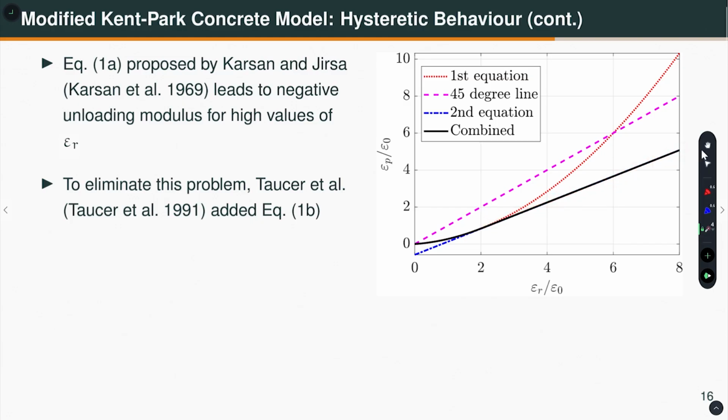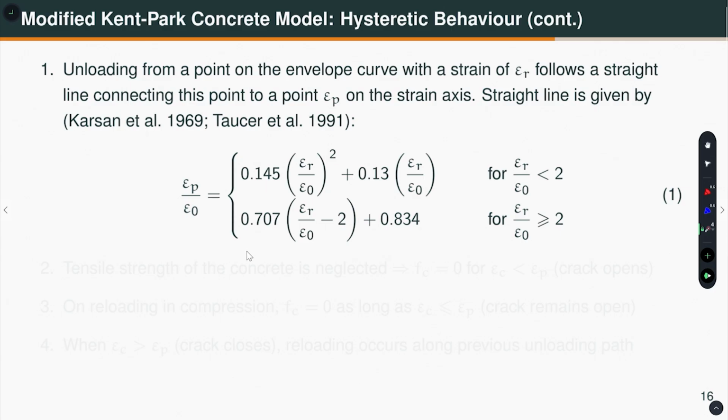By doing this, what I am ensuring is that the loading stiffness will never be negative and it will keep on deteriorating, as you can see, because epsilon p is always less than epsilon r as we are below the 45-degree line. Okay. So, that is how this second equation, which is a linear variation, was considered, right.